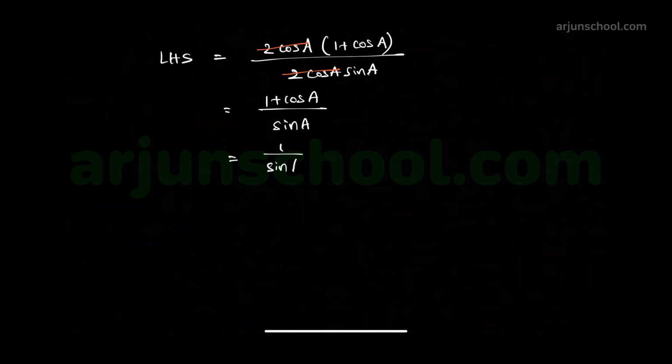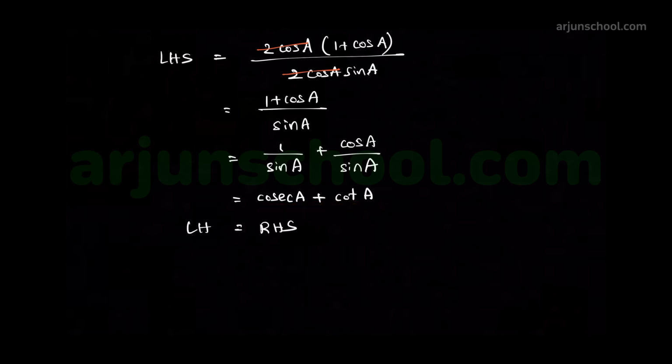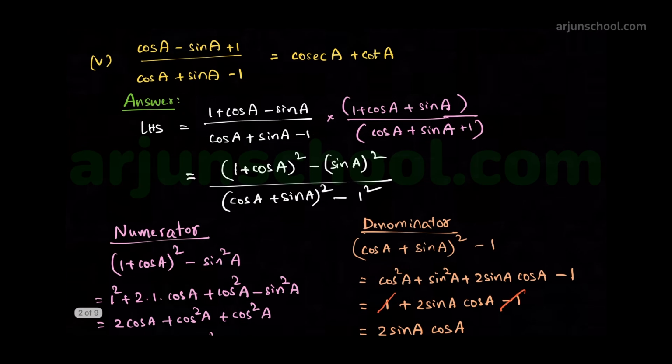Let us write the terms separately. 1 by sin a plus cos a by sin a. 1 by sin A is cosecant A, plus cos A by sin A is cot A. Cosecant A plus cot A is RHS. LHS is equal to RHS. Therefore, we have proved that cos A minus sin A plus 1 by cos A plus sin A minus 1 is equal to cosecant A plus cot A.